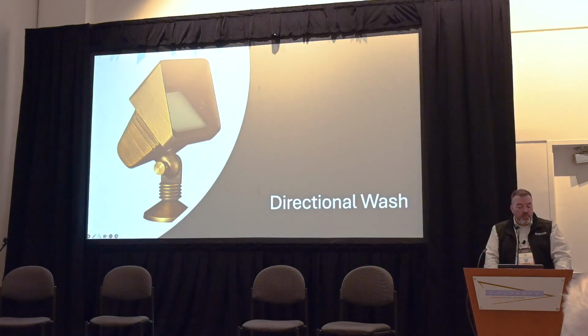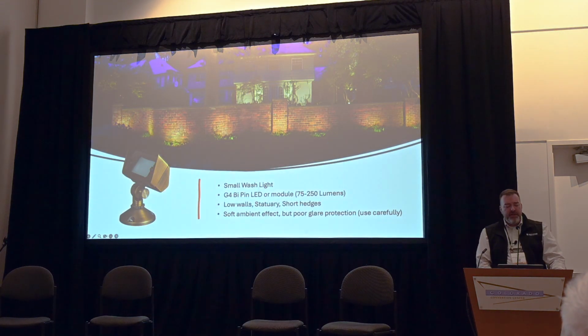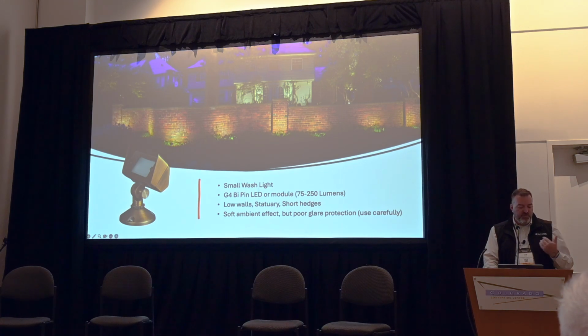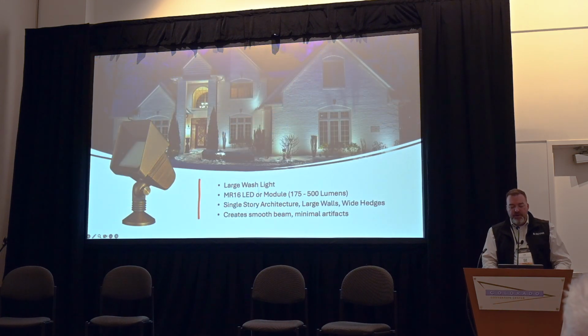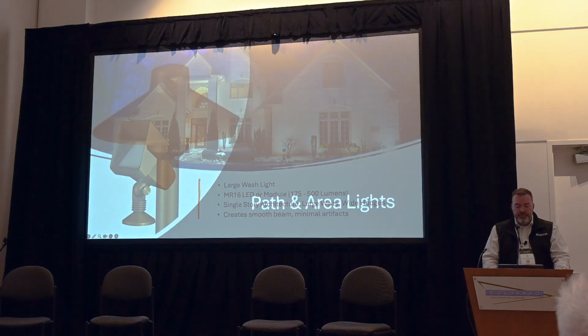All right, directional wash lights. Again, these are stake-mounted uplights, but a wash light is much more gentle, so small walls, statuary, short hedges, they're great for that. Low output. Large wash lights, you can use them on architecture because you're usually going to have softer beam spreads, especially on light colored architecture where you don't want a lot of beam artifacts. Always a good way to go with that.